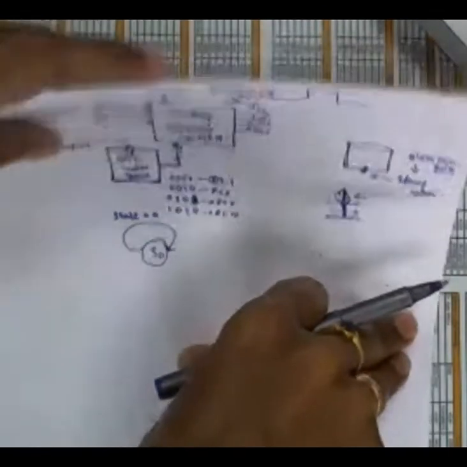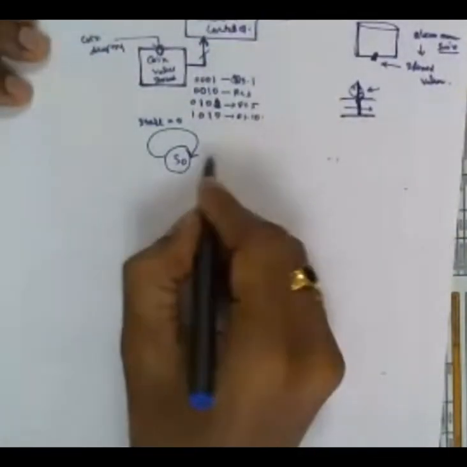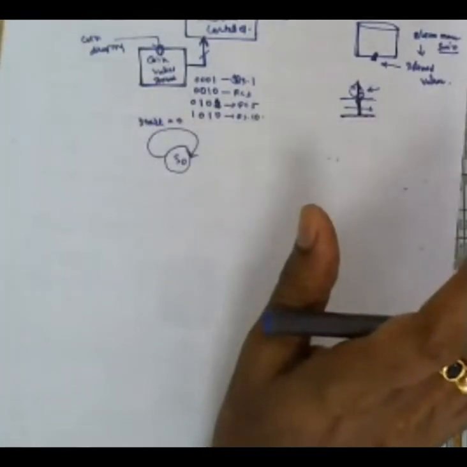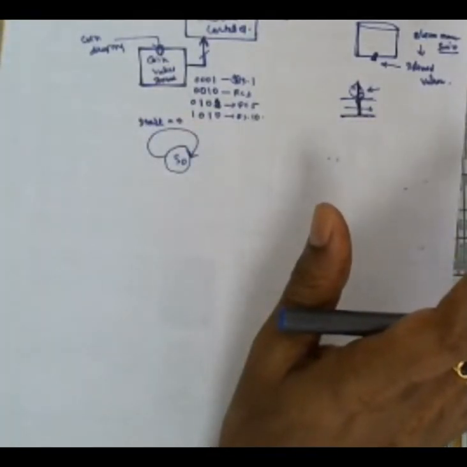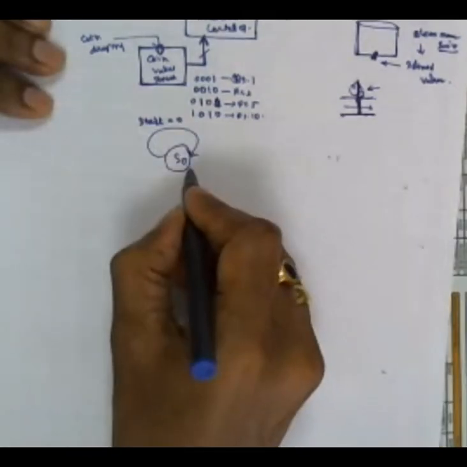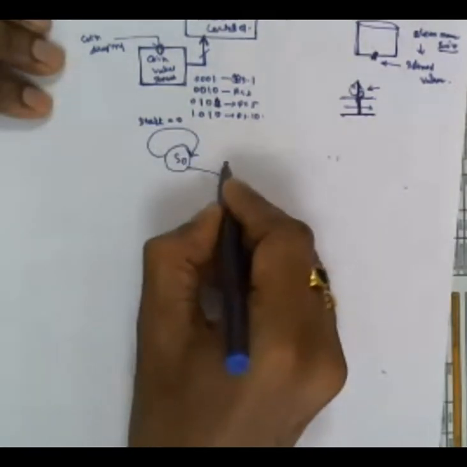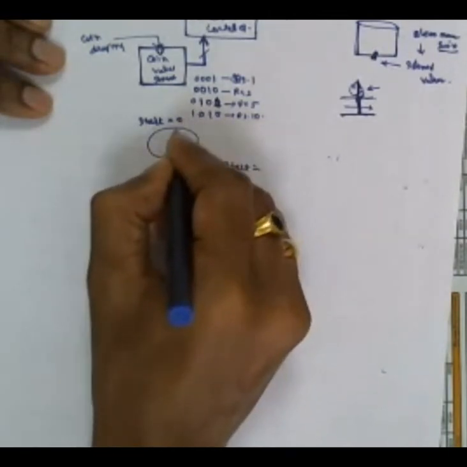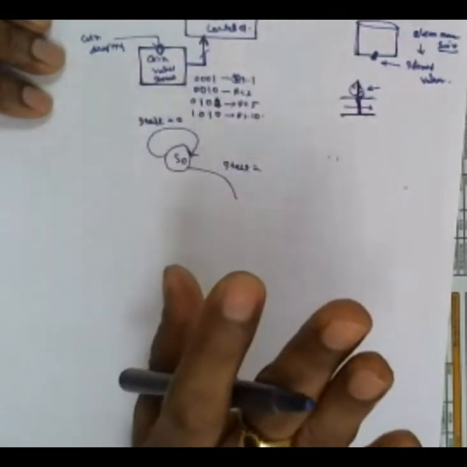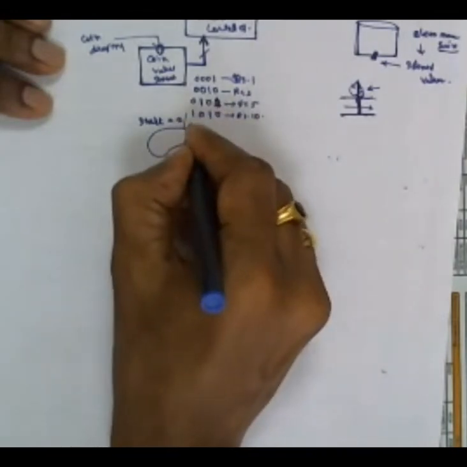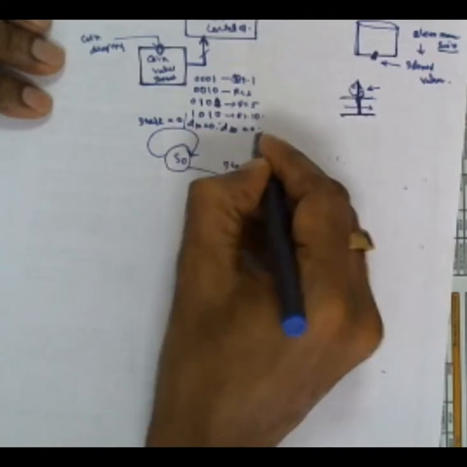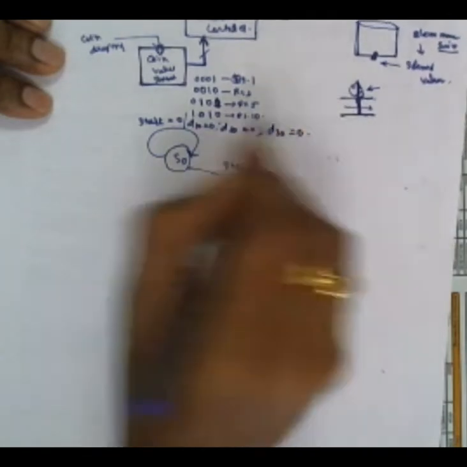So S0. As long as the start button is 0, I have to be in S0 only. Suppose the start button becomes 1, then if start is equal to 1. In this case, all the time the output should be 0, 0 only. Correct? We have to ensure that here also D1 equal to 0, D2 equal to 0, D3 equal to 0, output equal to 0.